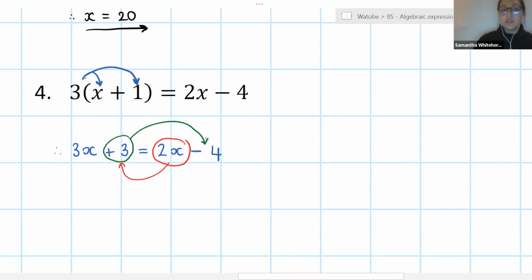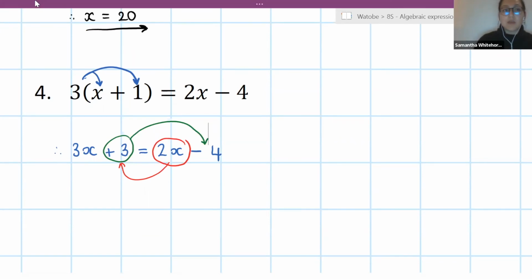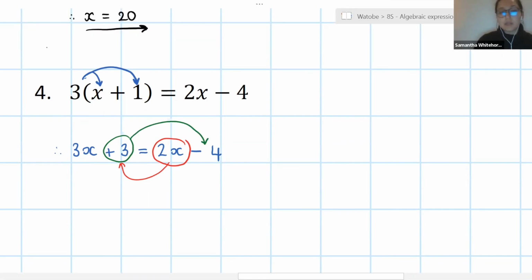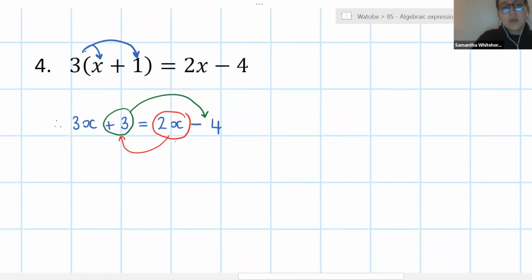Now, in order to do that, I have to use my inverse operations. I'm going to do this step by step. If you want to do it all in one go, that's absolutely fine. So if I want to bring the positive 2x over, I need to do the opposite. So I need to minus 2x.